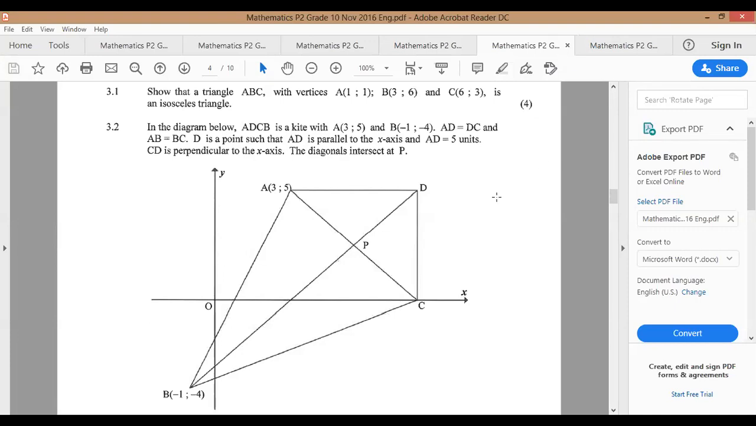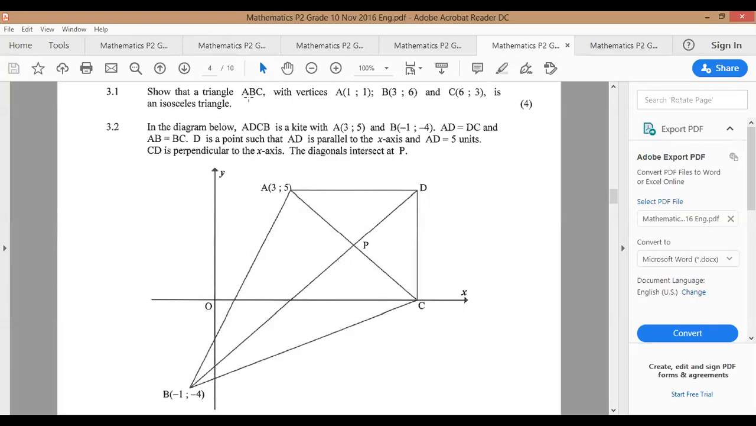Let's continue then. Question 3.1 says: show that triangle ABC with vertices, and we know that vertices are corners, right? A(1;1), B(3;6), and C(6;3) is an isosceles triangle. So we need to show that ABC with these vertices is an isosceles triangle.